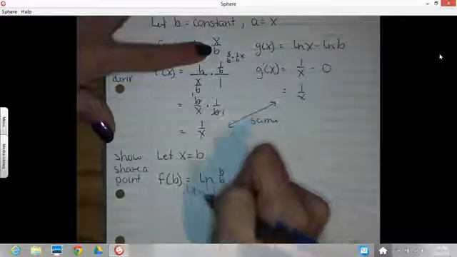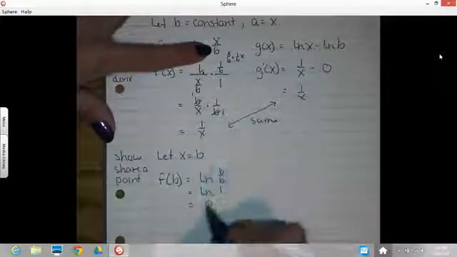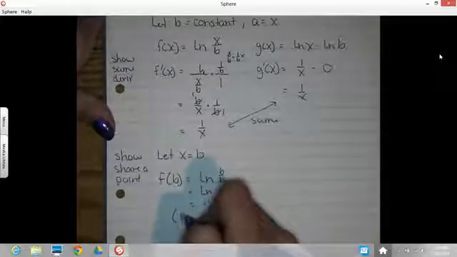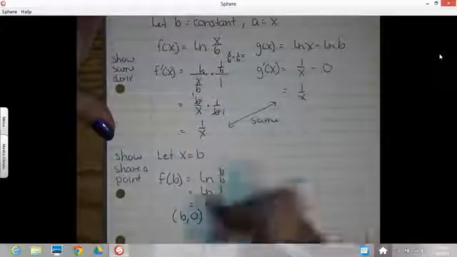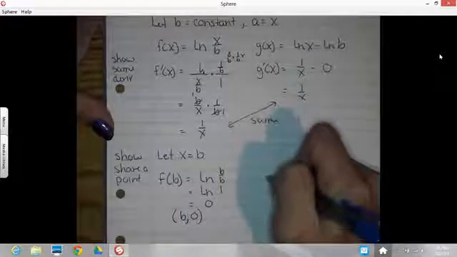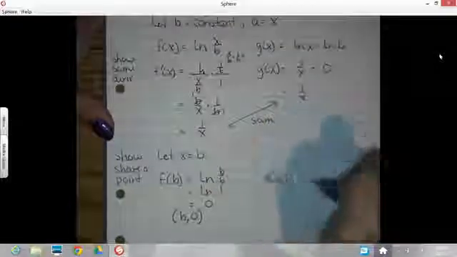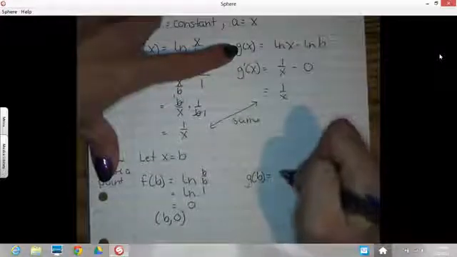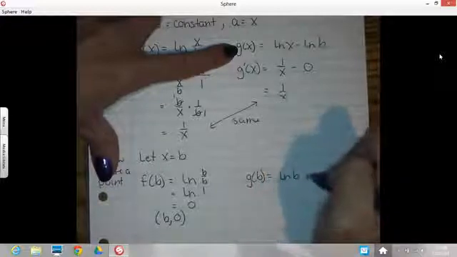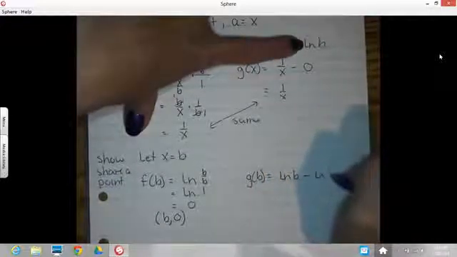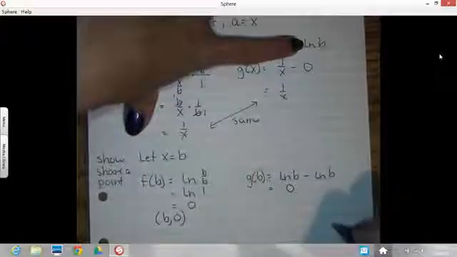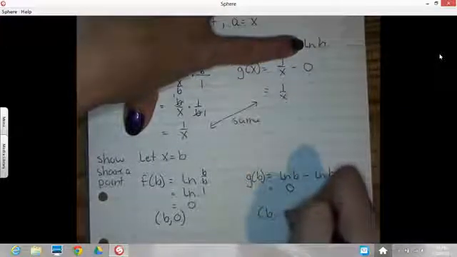b divided by b is a 1. The natural log of 1 is 0. So the point we just identified on f of x was when x is b, the y value comes out 0. If we do the same thing over here and find g of b, the same thing should happen. So go to function g. In place of the x, we're going to put in a b. So natural log of b minus natural log of b. So no matter what b is, I'm subtracting it from itself. Anything subtracted from itself is 0. So again, we got b, 0. Same point.